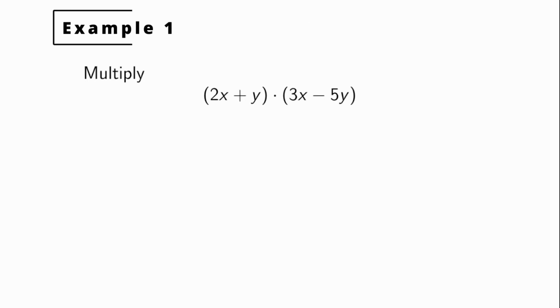Here's our first example. We have a product of two binomials, that is, two polynomials, each with two terms. The way we need to distribute this product is we have to multiply each term in the first by each term in the second. So every possible combination. A way we can help remember how to do it is what's called the FOIL method.